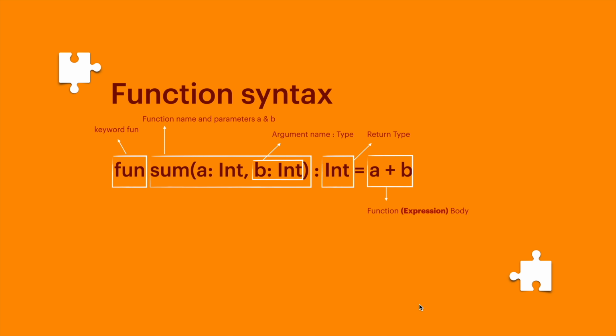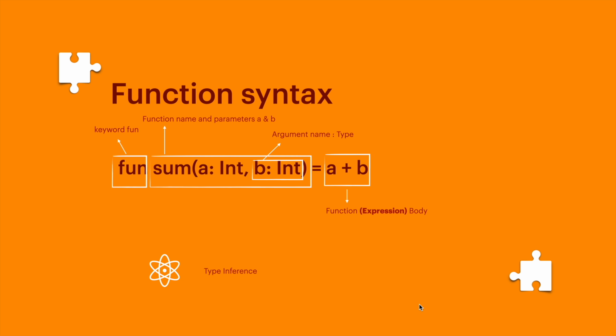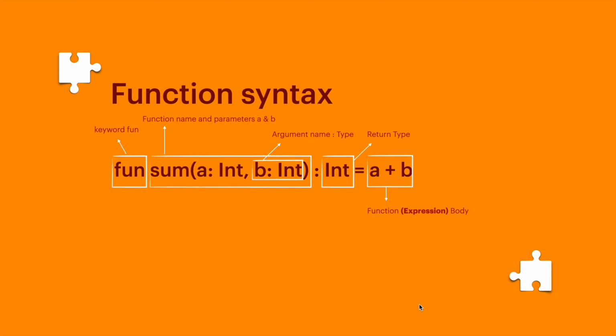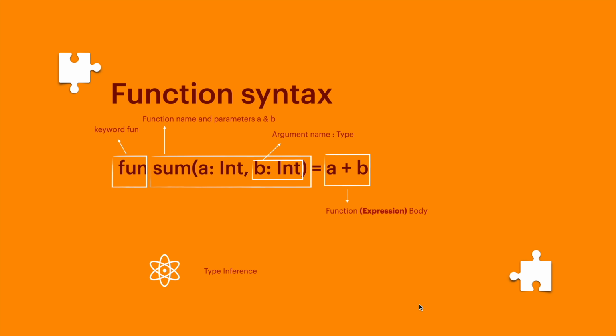You can simplify it further. You can remove the return type also, like this. In this case, return type Int is removed. It was used here and now it is removed. Kotlin is smart in evaluating the type of the expression, and return type inference is done by that.